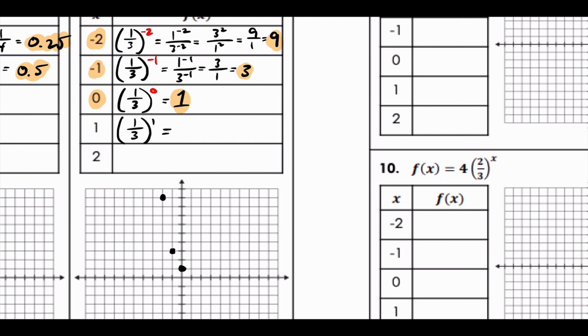Anything to the first power stays the same. 1/3. Usually we'd leave it as a 1/3, but if you're graphing it, you might want to change it to a decimal. You don't have to, but if you change it to a decimal, it's 0.33333333 forever and ever and ever.